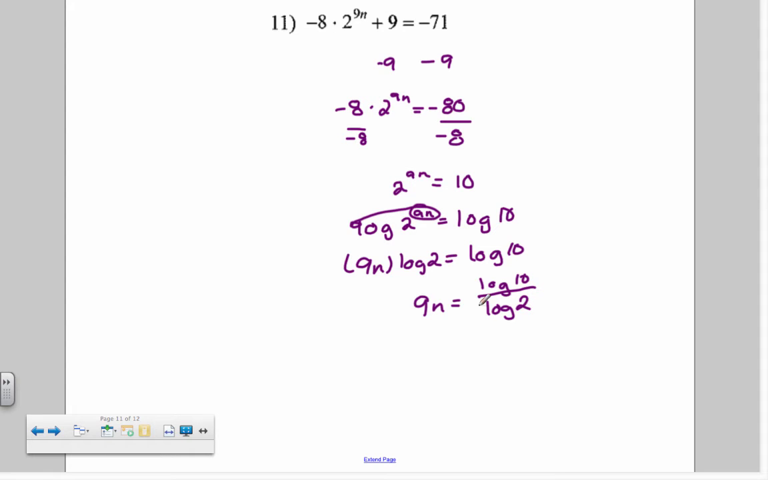So if I get out my calculator and calculate log of 10 divided by log of 2, I'm going to get a decimal. I'm going to get 9n equals 3.32, and I'm going to round this to 2. And then if I divide that by 9, I'll get n equals 0.3691.